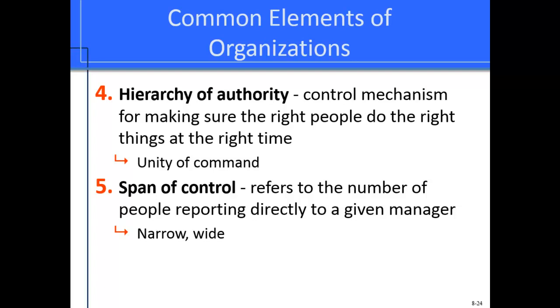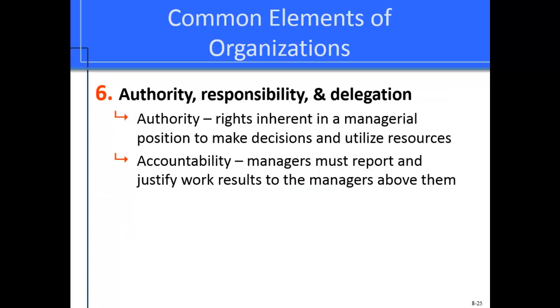And there are two kinds. A narrow span of control means a manager has a limited number of people reporting, and a wide span means a manager has several people reporting. Our sixth one is authority, responsibility, and delegation. It's kind of line versus staff. With authority go accountability, responsibility, and the ability to delegate one's authority.